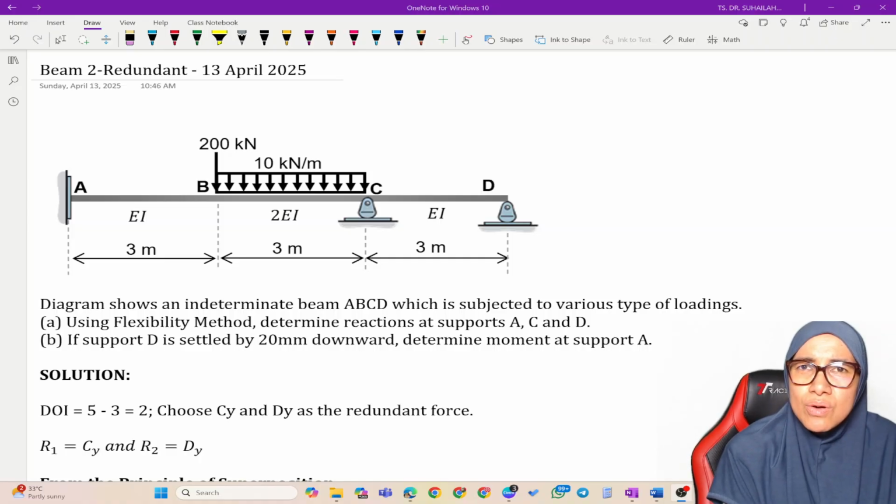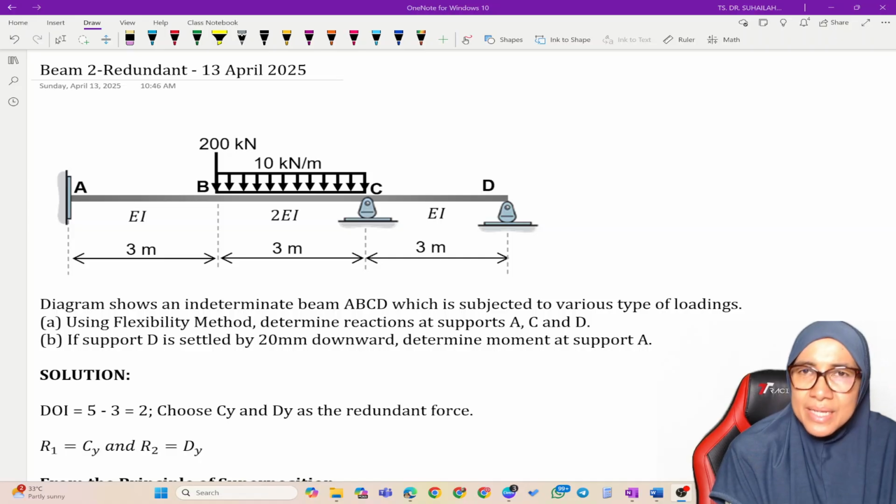In this video, I would like to explain how we analyze indeterminate beam using flexibility method. We focus on two redundants in the system. Okay, this beam ABCD is fixed at A and supported by rollers at C and D. We need to use the flexibility method to determine reactions at all supports.